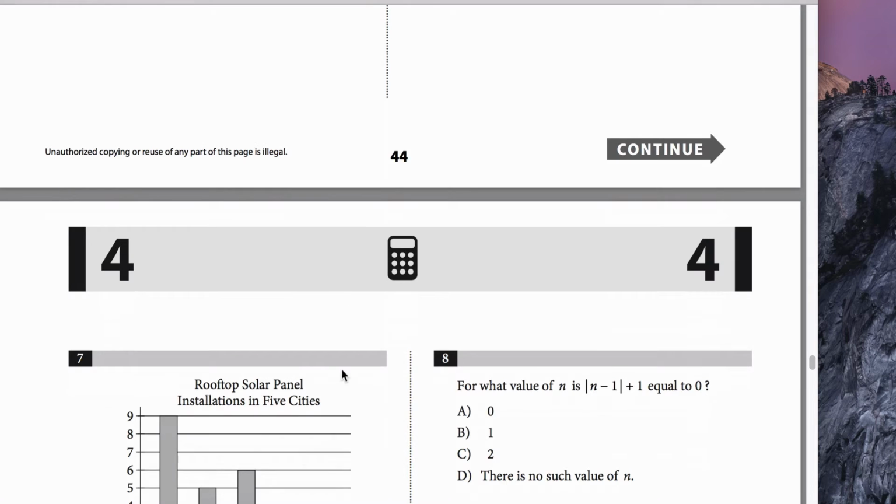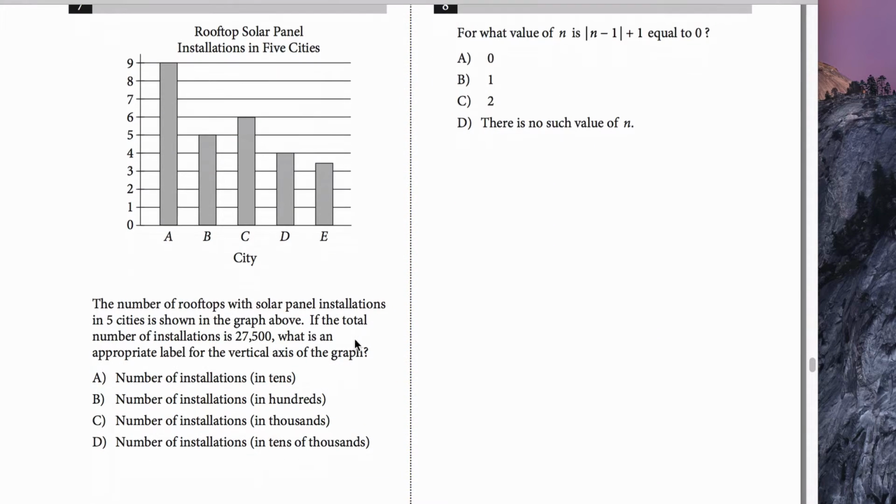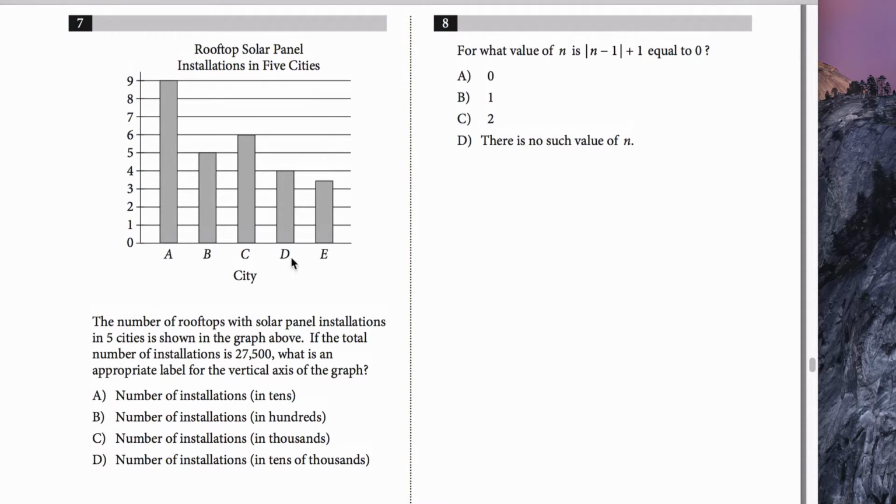That was 6, so on to number 7. Number 7, you're given this graph here. A has a height of about 9, B 5, C 6, D 4, and E looks like 3.5. It says the number of rooftops with solar panel installations in 5 cities is shown in the graph above. Okay, this is how many I have in city A, B, C, D, and E. If the total number of installations is 27,500, what is the appropriate label for the vertical axis of the graph?